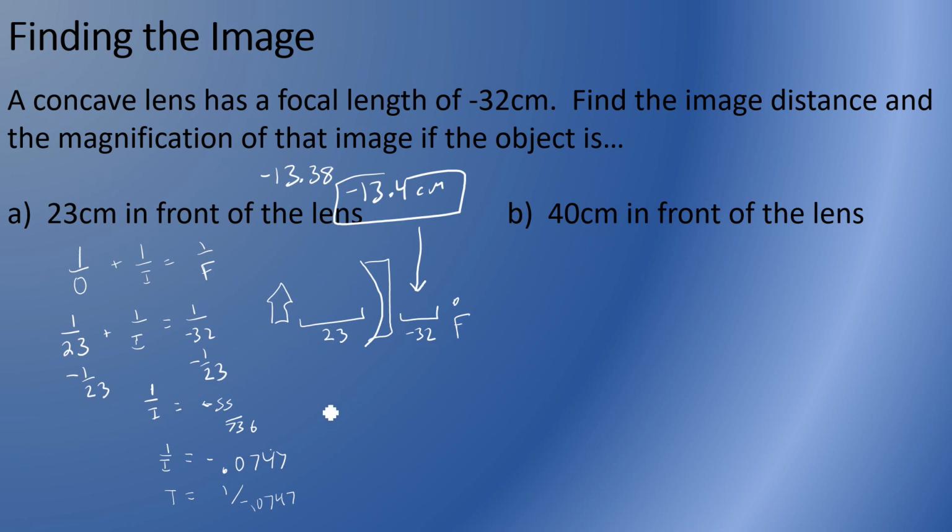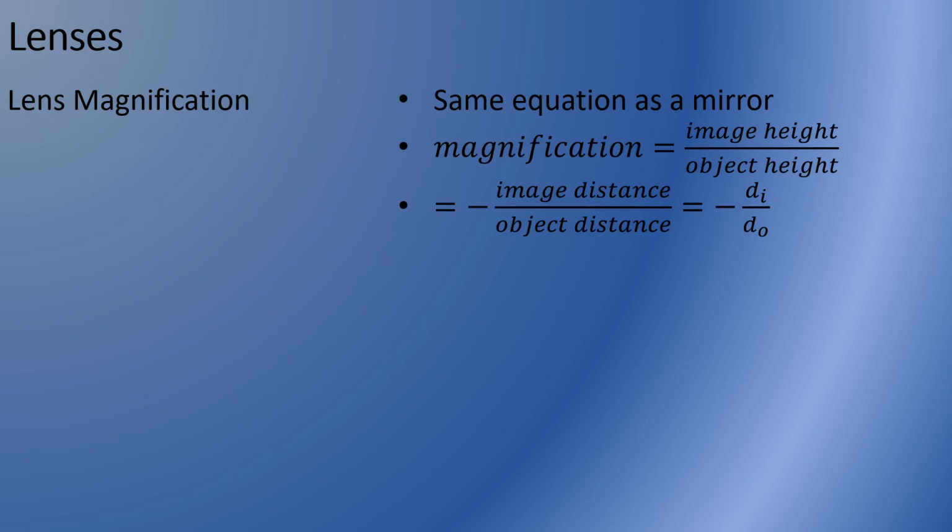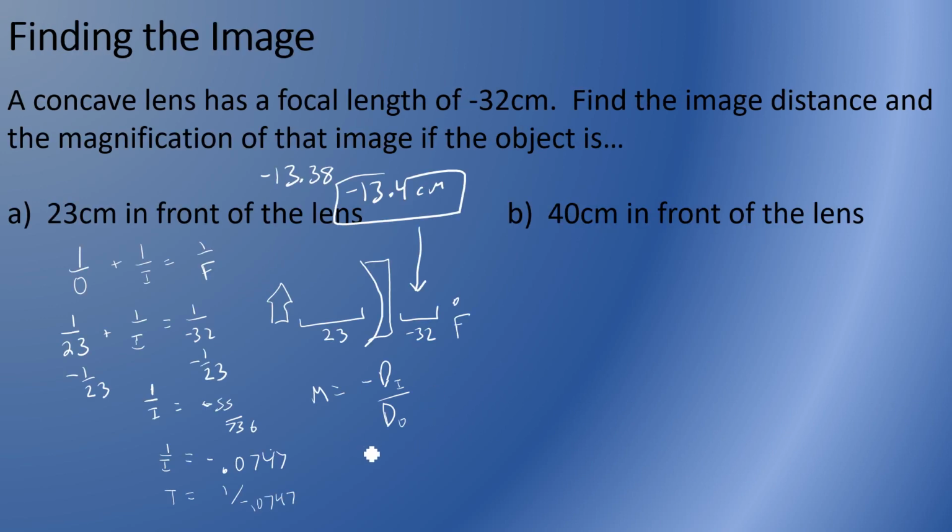Okay, it then asks for magnification. So magnification is going to equal negative image distance over object distance. And I just want to make sure I got that in the right order. Yep. So that will be 13.4 over 23. So we'll put that in. And we get 0.58. So what's that mean? Our image is 58% of the size of the original object.